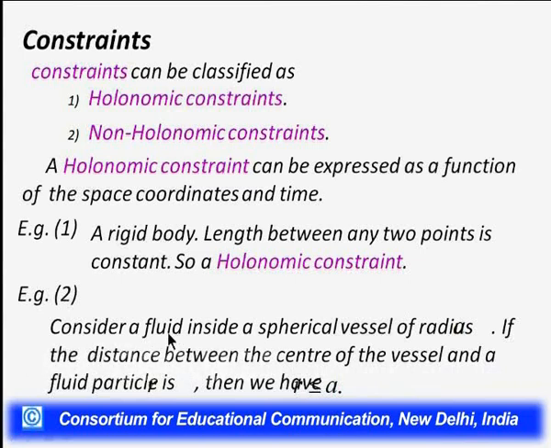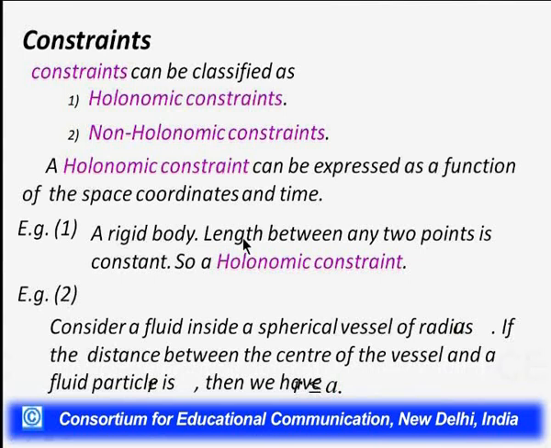If we consider a fluid, here the length between the 2 points is constant. Consider a rigid body, that is holonomic. If we consider a fluid inside a spherical vessel of radius a, then the distance between the center of the vessel and the fluid particle is defined as r less than or equal to a. Then we define it as a non-holonomic constraint.